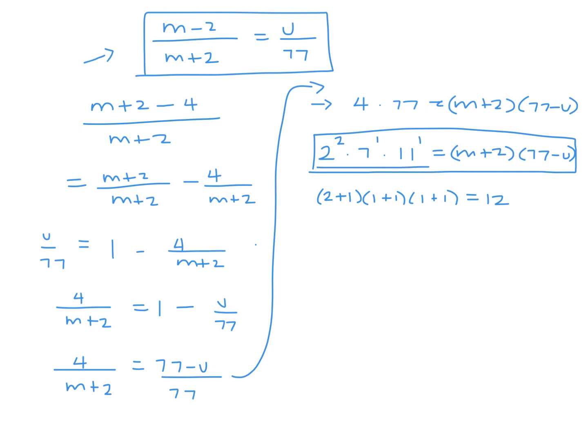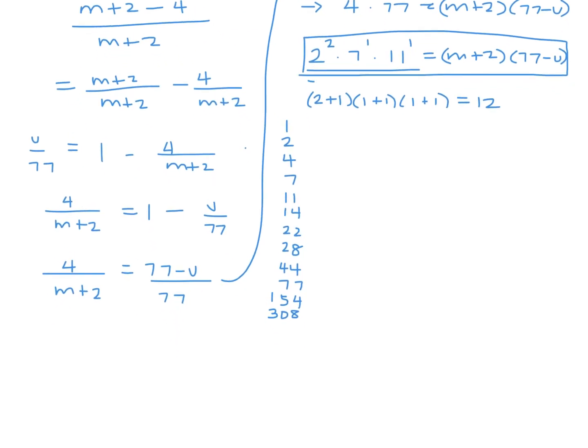And those 12 factors are, let me think about this for a second. Well, let's make a list here. 1, 2, 4, 7, 11, 14, 22, 28, 44, 77, 154, and 308. Those are the 12 factors of this number here. And that means that those are the 12 possible values for m plus 2.